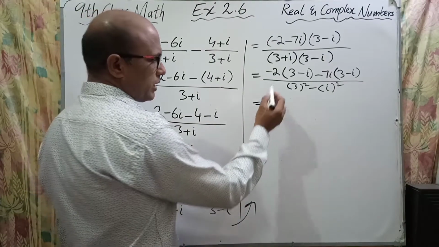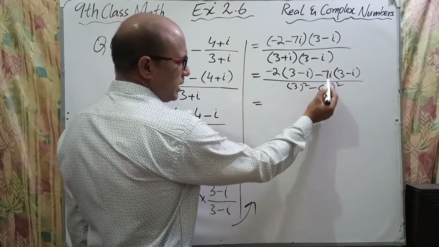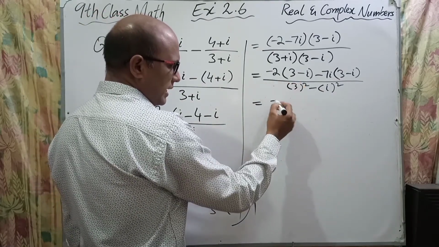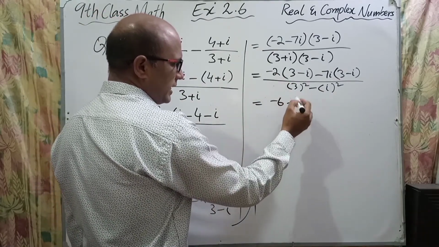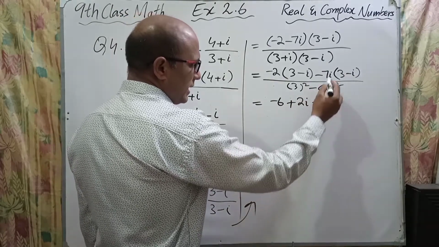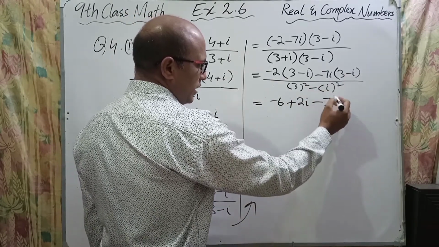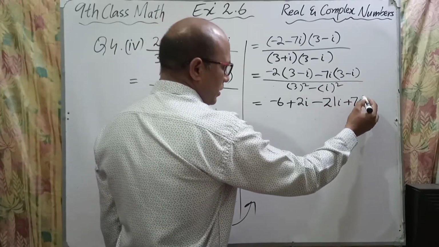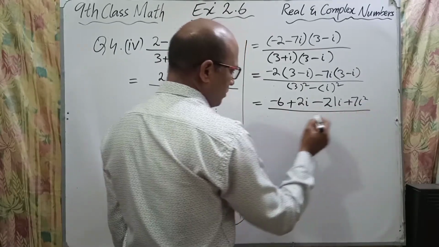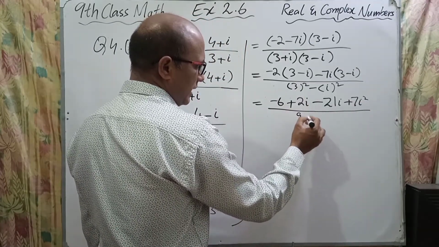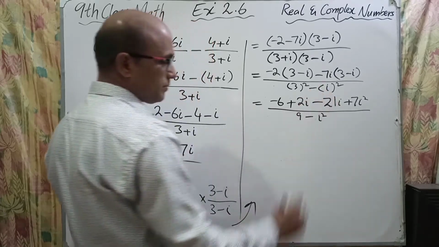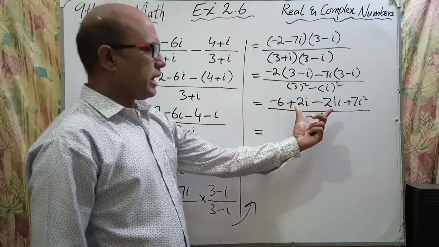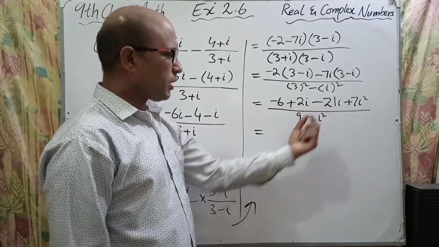Okay, in the next step, students, let's multiply these numbers inside the brackets. Minus 2 threes are minus 6, minus minus plus 2 iota, minus 7 threes are 21 iota, minus minus plus 7 iota square, whole divided by square of 3 is 9 minus iota square. So students, now we have to add or subtract these if possible.